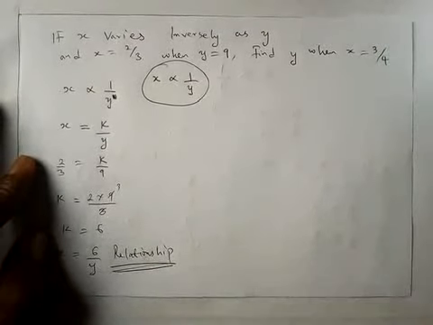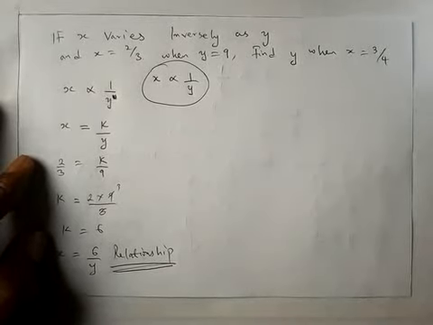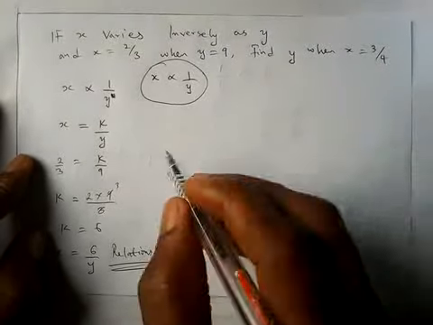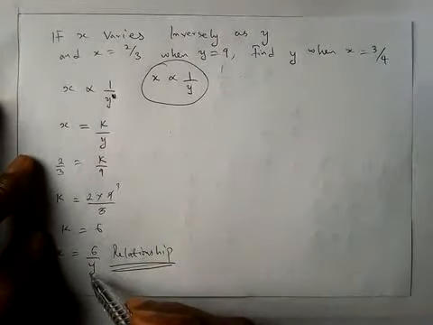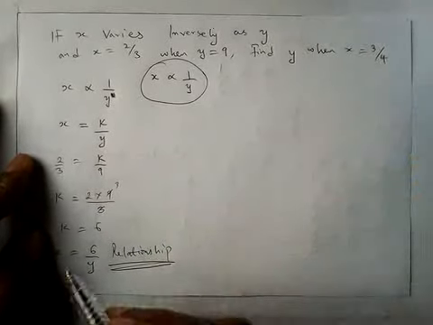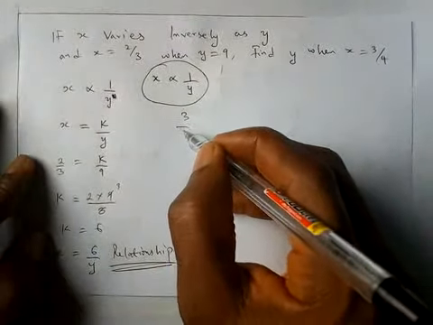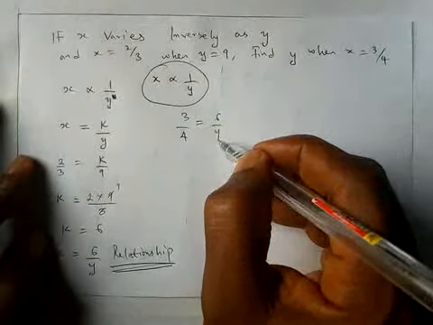With this relationship, you can get any other corresponding value of S or y when each of them is given. Okay, so for the question, you should find y when S is 3 over 4. So put 3 over 4 here. 3 over 4 is equal to 6 over y.